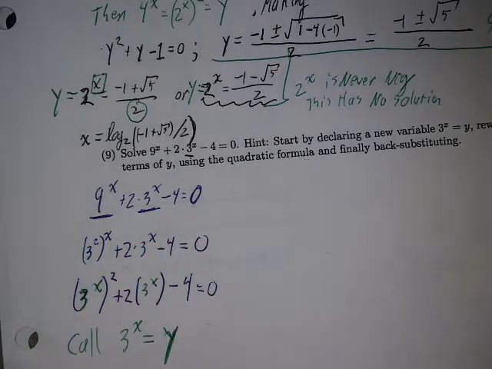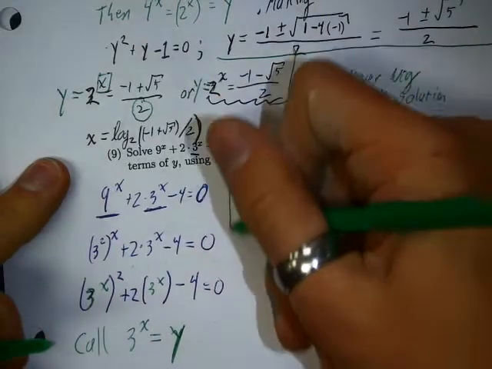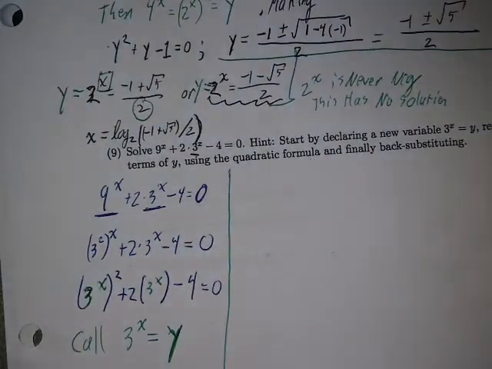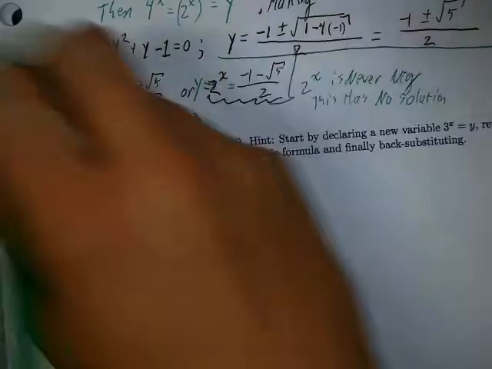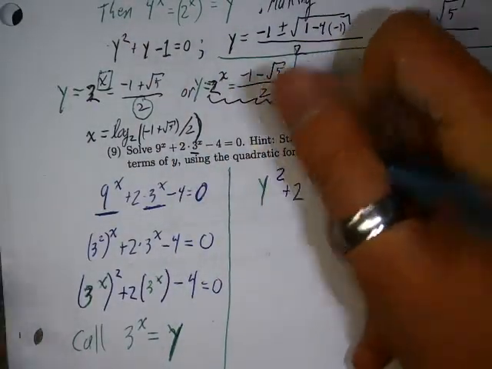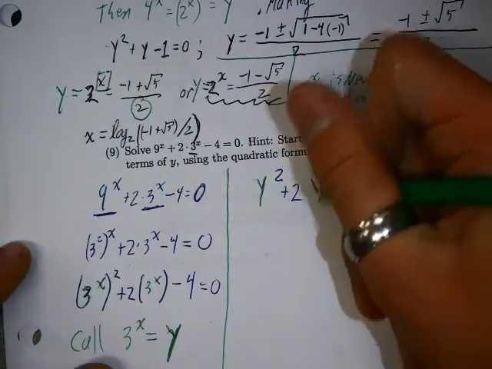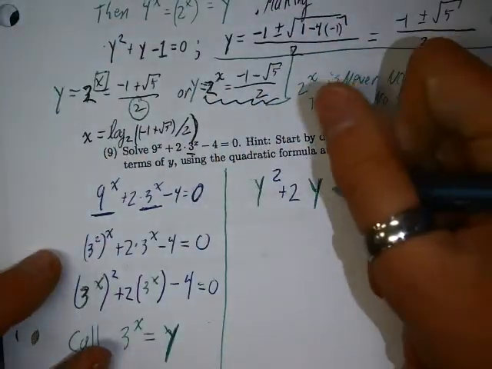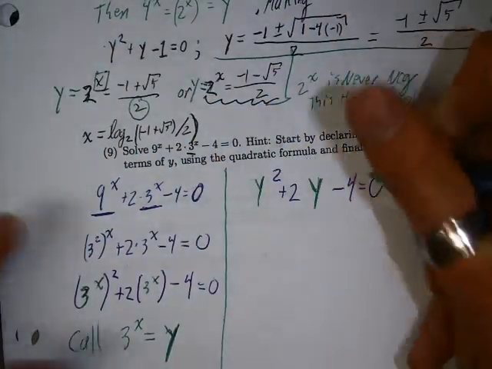That's just some new variable that I'm making up on the spot. y doesn't have any value already, but it does as long as I know what x is. If I know what x is, then I can certainly talk about y. So let's just rename all of the 3 to the x's as y's and see what the equation becomes. I get y squared plus 2 times y minus 4 equals 0.